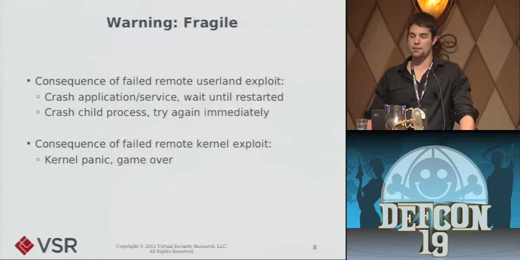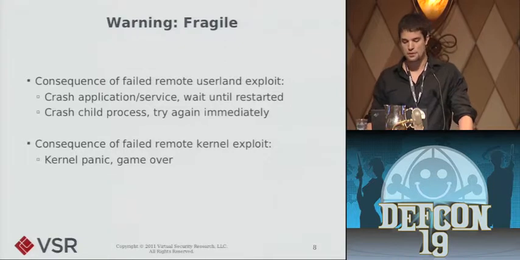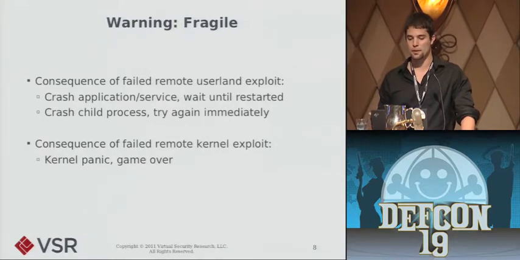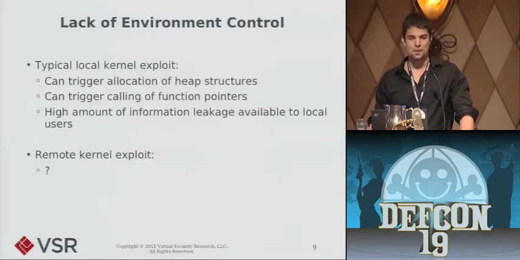If you're dealing with a service that actually forks child processes for each connection, you may not even crash the service itself. You'll just crash the child process, and you essentially have very minimal consequences for failure and can continue to try to exploit it. In contrast, if you fail at a remote kernel exploit, in nearly every case, the kernel is going to panic and the box will fall over. And not only will you have lost your chance to exploit that machine, but you've lost any chance of doing so with any sense of stealth. It's a little bit noisy to crash an entire machine.